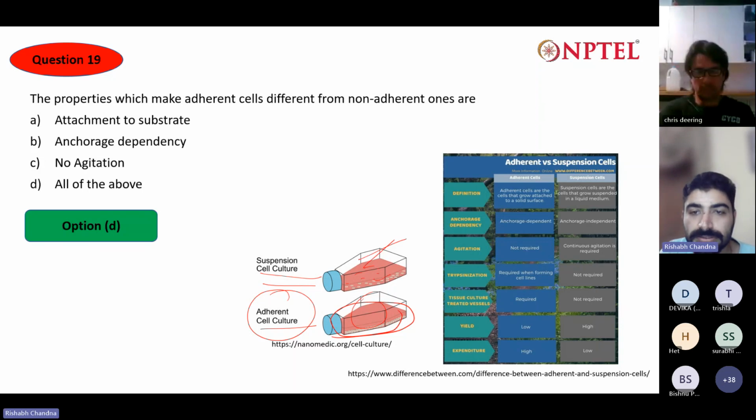And then for adherent cell culture, we require some treatment to the surface so that the cells can adhere to that surface. Okay, so generally we use polylysine coated plates so that the cells can directly adhere to the surface of the plate. So these are basically the main differences between the suspension and the adherent cell culture. Anybody who has any doubt can ask.